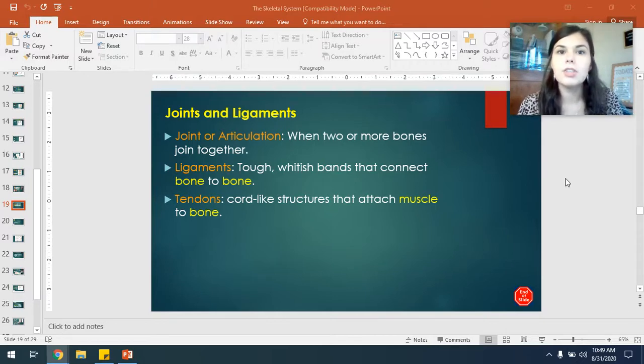So we left off yesterday talking about the different structures of the skeletal system as well as cartilage, and now we're going to pick up where we left off with joints and ligaments. So the first thing you need to understand is what is a joint?